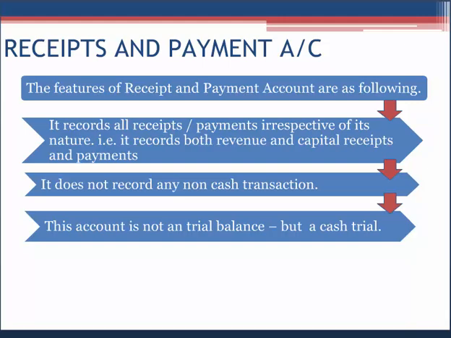Are you understanding it? To summarize, if you remember all the points: it starts with opening cash and bank, and ends with closing cash and bank. Receipts on the debit, payments on the credit. It records receipts and payments irrespective of the period to which they belong, and irrespective of its nature. It does not record any non-cash transactions, and it is not a trial balance, but it is a cash trial.